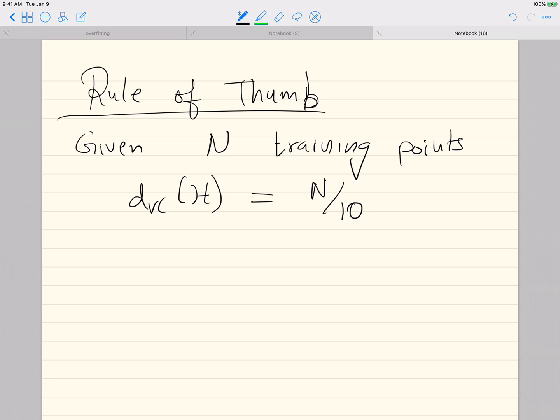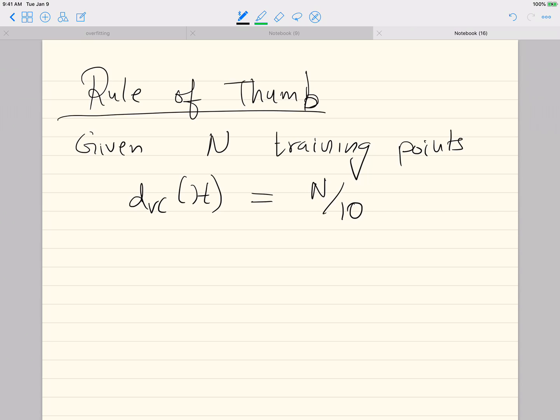So n is the number of training samples. Say you have 100 training samples, then you should use a model whose VC dimension is no more than 10. That will guarantee that you are not overfitting, the penalty term is small, and if you have a small training error, the test error will be small. Okay, so this is a useful rule of thumb in practice.